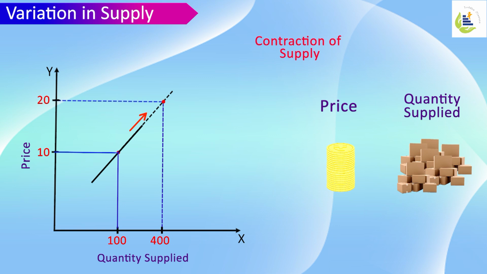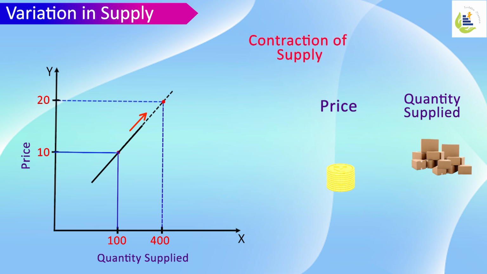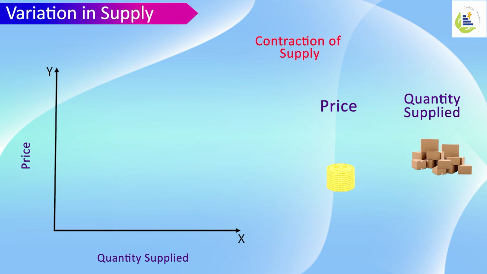Similarly, what is contraction of supply or reduction in supply? When the quantity supplied reduces due to price only and other factors remain constant, then we say this situation is contraction or reduction in supply. Let's see what contraction in supply is. We can easily identify it with another graph.